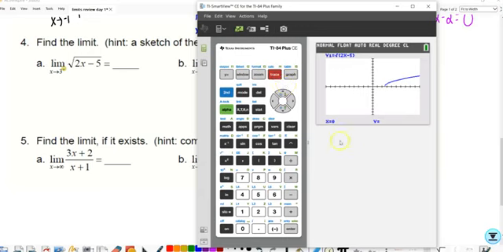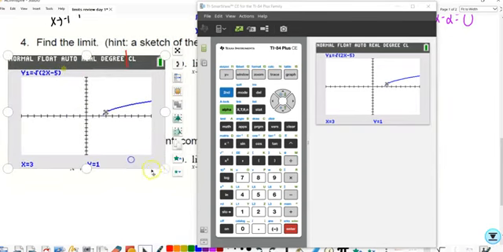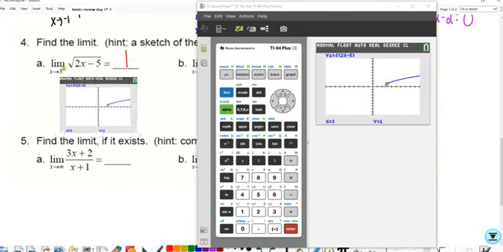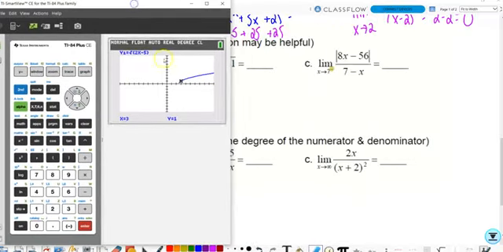I'm going to hit trace. And I'm going to hit trace 3, enter, and that tells me the point 3, 1. Okay, so coming from the right, this y value would be 1. If you want to see that. So from the right-hand side, we are approaching a y value of 1 when x is 3. All right, let's do the next one.